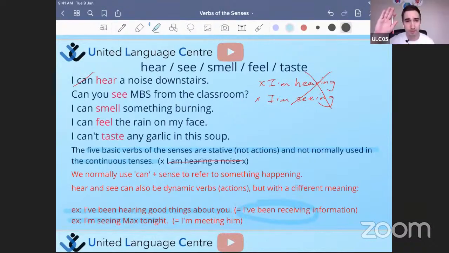Any questions here? Have been hearing is present perfect continuous tense. Yeah. Present perfect. We can talk about that after.